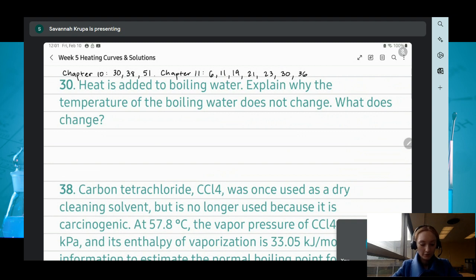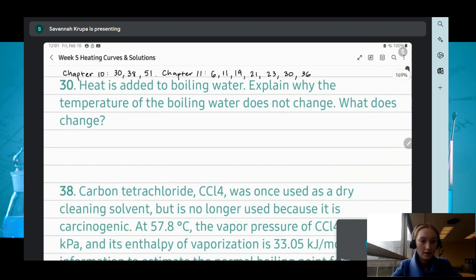I will be going over chapter 10 and chapter 11 today. And as you probably saw in the email, we will be going over heating curves and some solutions, as well as working with pressures and molar masses and all of that jazz. So let's get started on question 30. Hopefully you can see my screen okay.